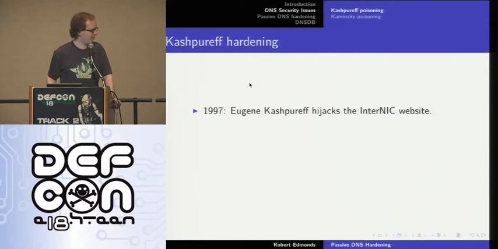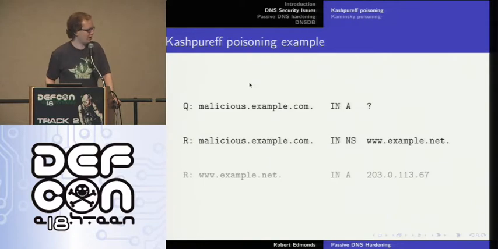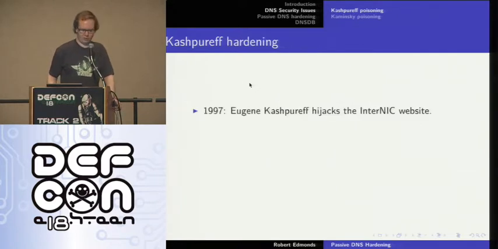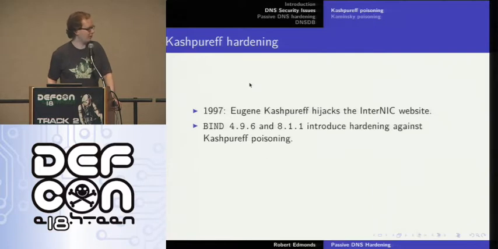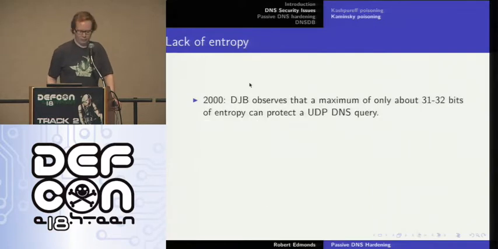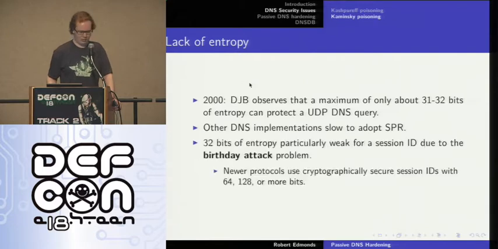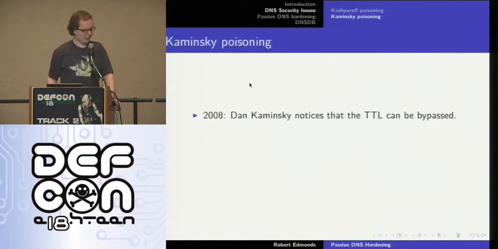Actually, let me go back. The gray record there is the malicious one, and it gets scrubbed out by modern DNS caches. I think we can sort of skip this slide. We can also skip this one. And we can skip this one.